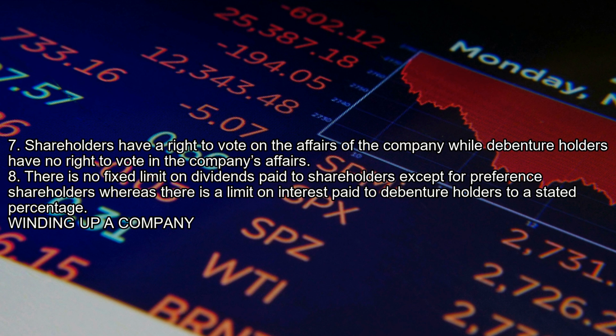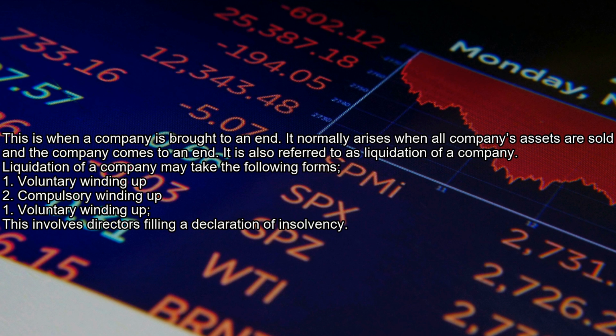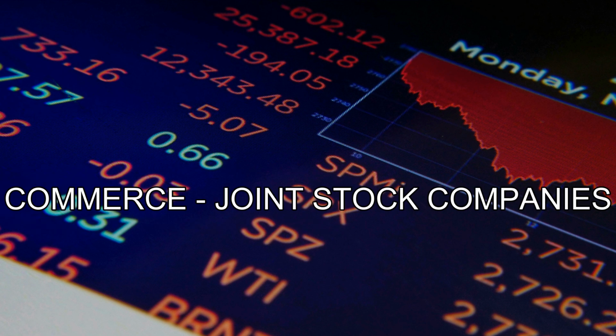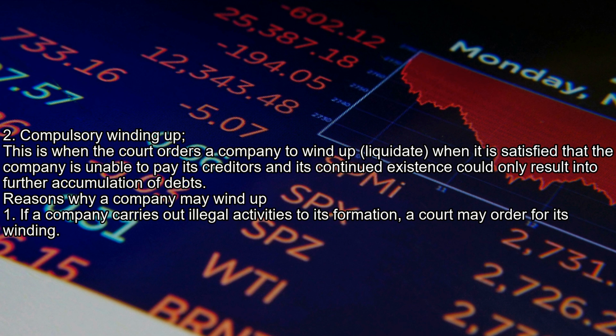Winding up a company. This is when a company is brought to an end. It normally arises when all the company's assets are sold and the company comes to an end. It is also referred to as liquidation of a company. Liquidation of a company may take the following forms. 1. Voluntary winding up. 2. Compulsory winding up. 1. Voluntary winding up. This involves directors filing a declaration of insolvency. Commerce, joint stock companies. 2. Compulsory winding up. This is when the court orders a company to wind up, or liquidate, when it is satisfied that the company is unable to pay its creditors and its continued existence could only result in further accumulation of debts.